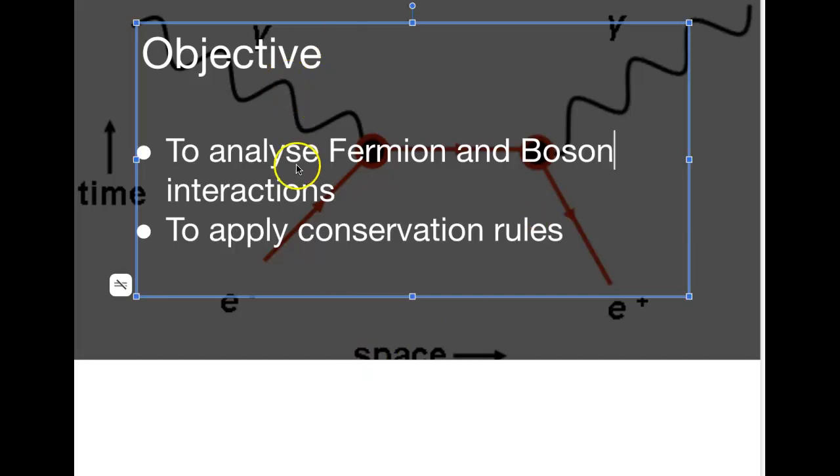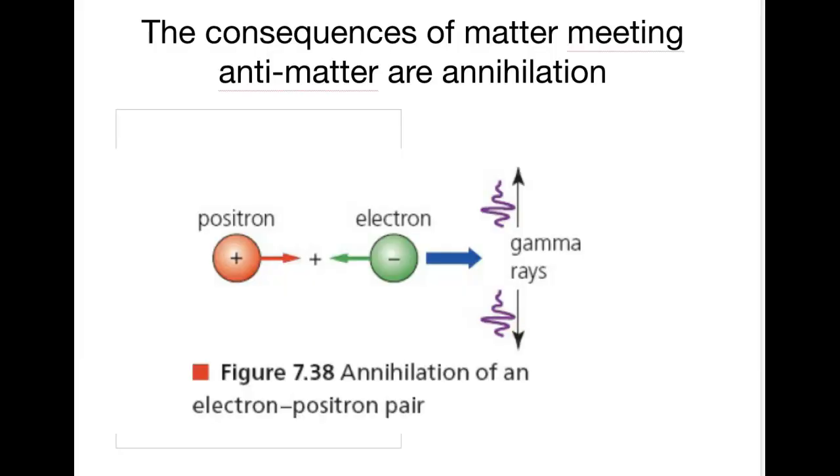So what we're going to do in this video is look at some interesting fermion and boson interactions, and we are going to apply some conservation rules. Now, I'm going to give you some examples of situations where fermions become bosons or the other way around.